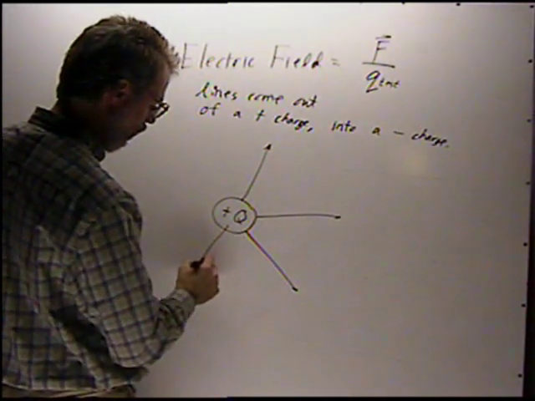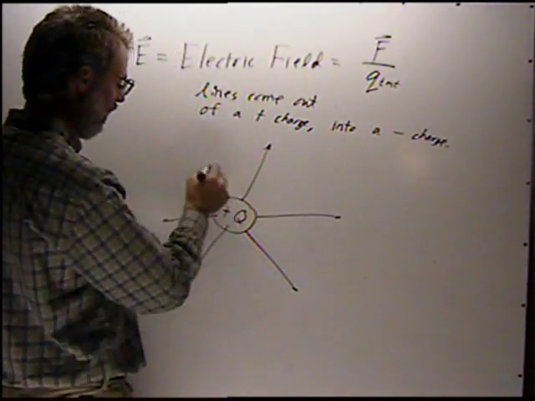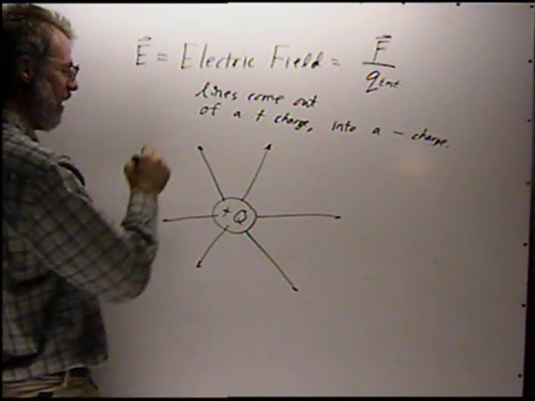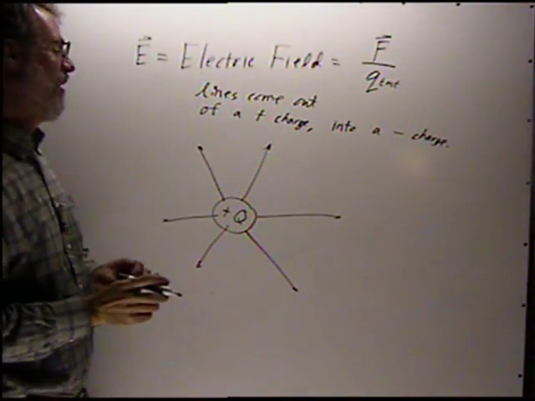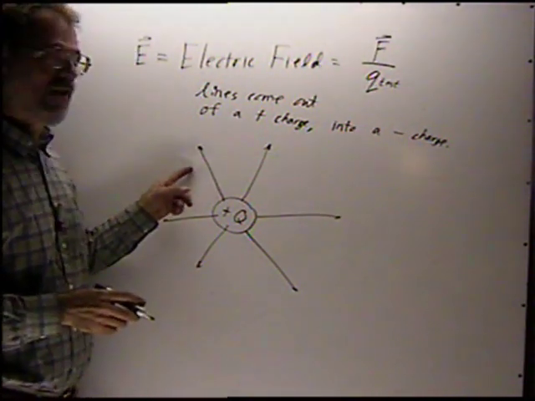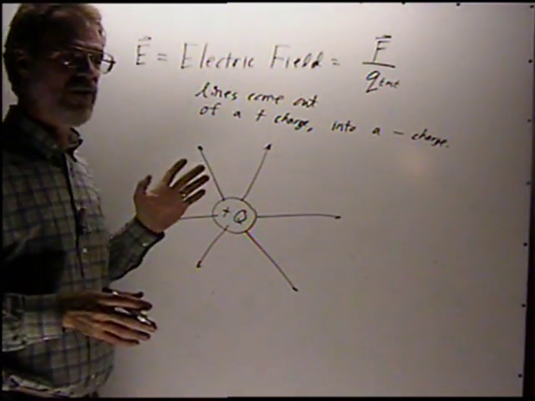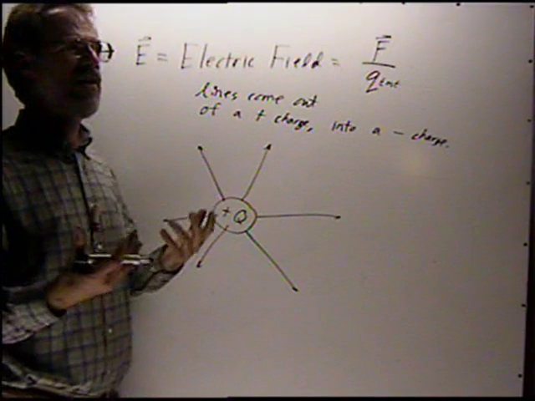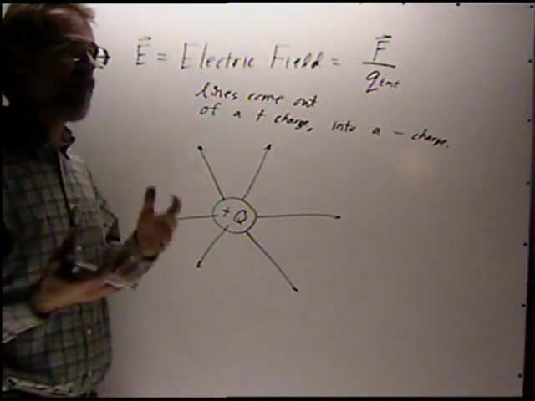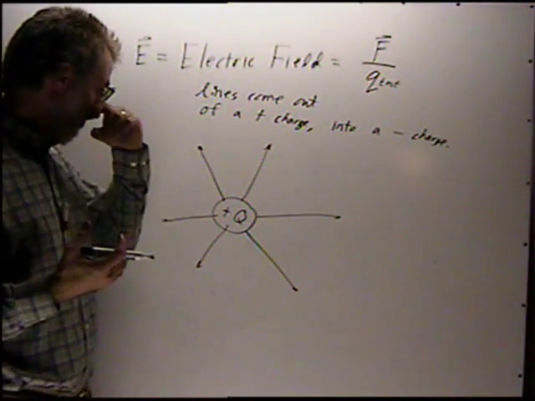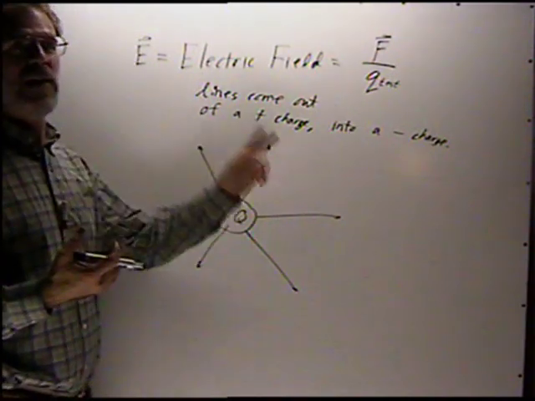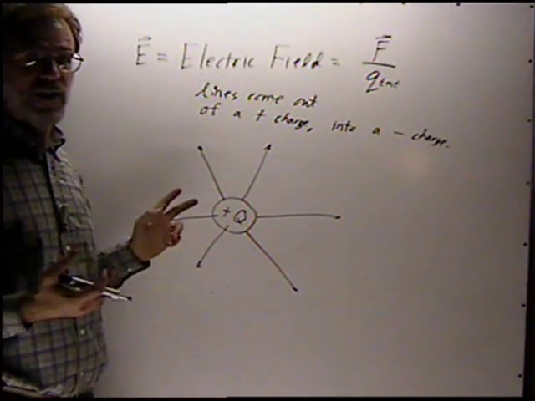Just like the spokes of a wheel. These are electric field lines. Okay, now, is this something we can actually see? No, the idea of electric field lines is really just a construct. It's really to help us visualize the forces that are generated around the charge.